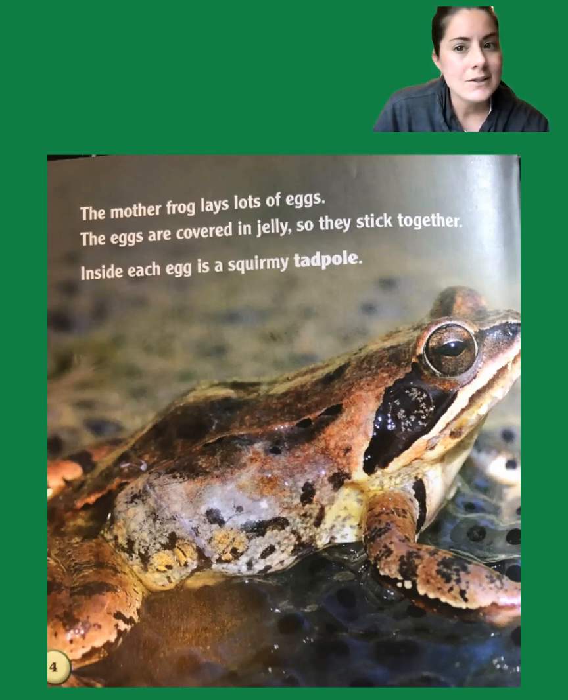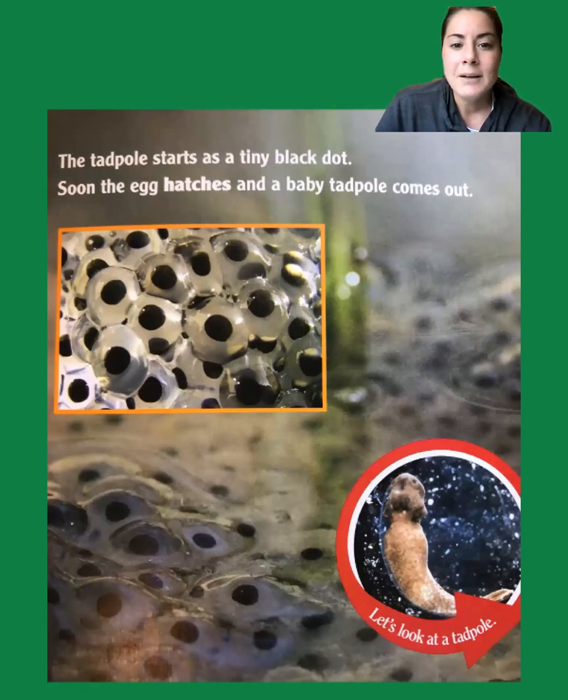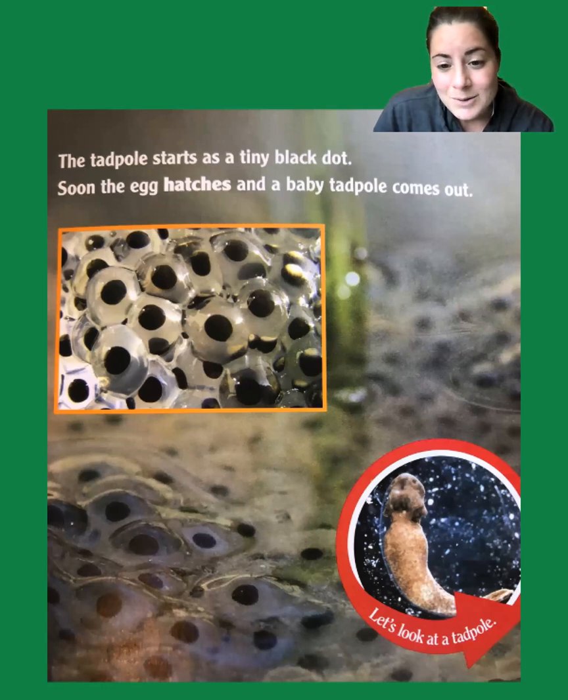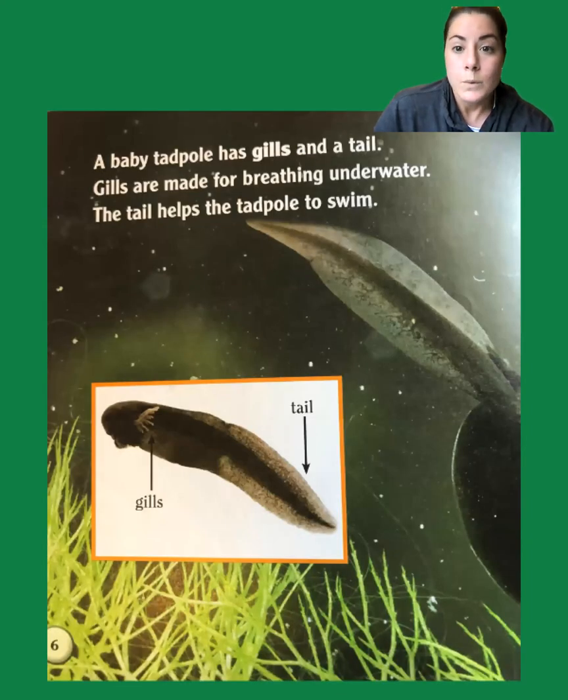They did not say in each egg is a squirmy baby frog or a frog. It's a tadpole. Some of you might be like, yeah, I knew that. So a tadpole starts as a tiny black dot. Soon the egg hatches and a baby tadpole comes out. First of all, I had no idea what that picture was on the bottom. I didn't know if it was like a chicken finger in the water. It's not. It says, let's look at a tadpole. So there's what a tadpole first looks like. Thank you for the caption. Phew. Oh, we do have labels.